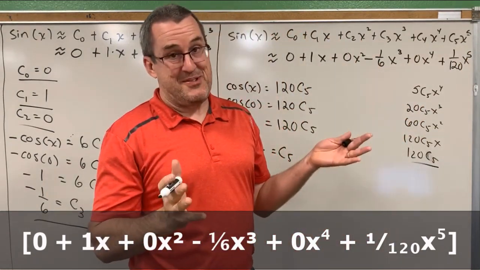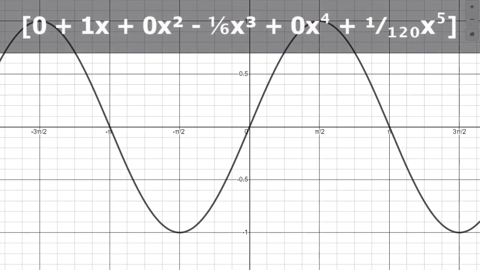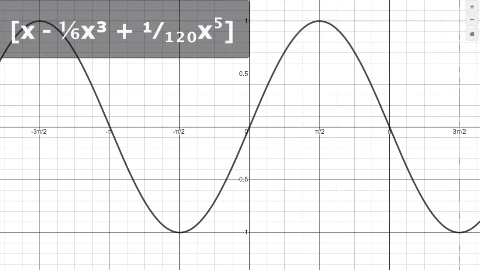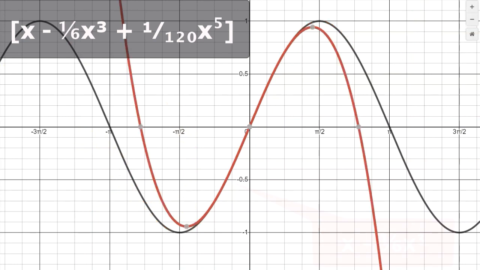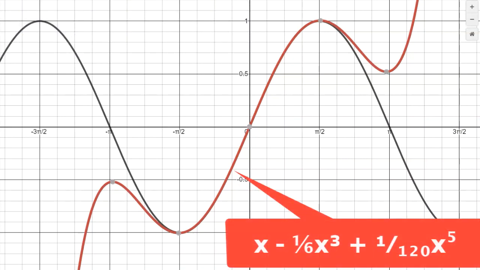Now, let's go to Desmos and see if this is working. We're now going to use Desmos to build this 5th degree polynomial. I know you can't see it, but I'm typing in the 5th degree polynomial that we developed on the board, that 5th degree term being 1/120th x to the 5th. And so now we see an even better approximation. Let me back up a minute. There was the cubic, and now here is the quintic, the 5th degree term. We see that that polynomial is even more mimicking our sine wave.